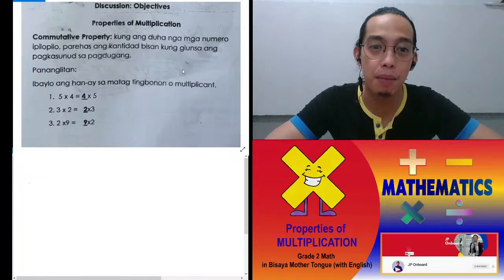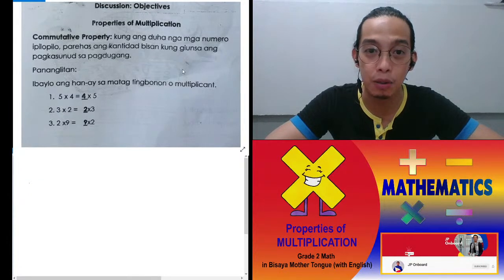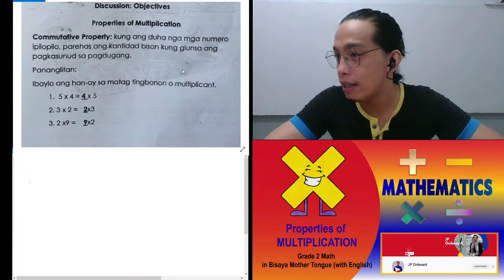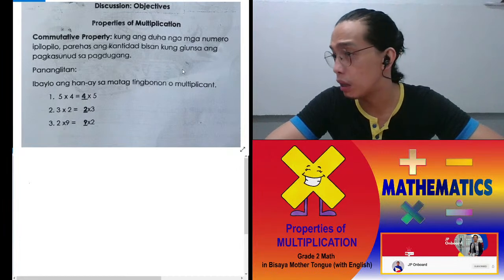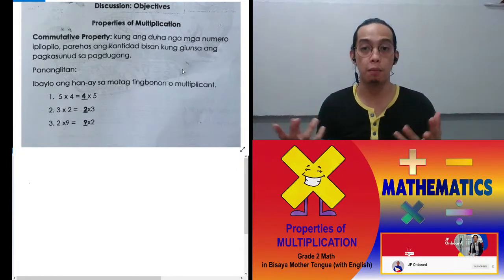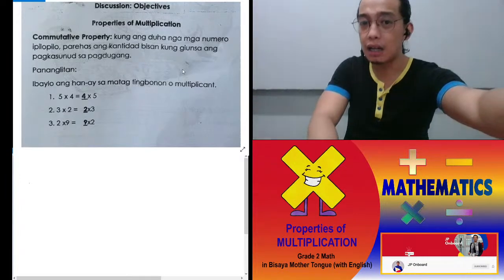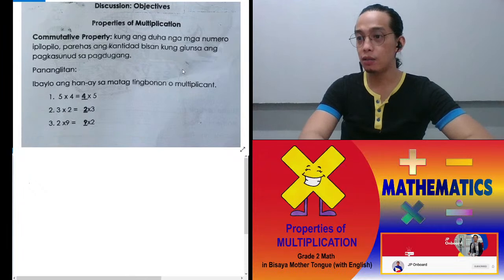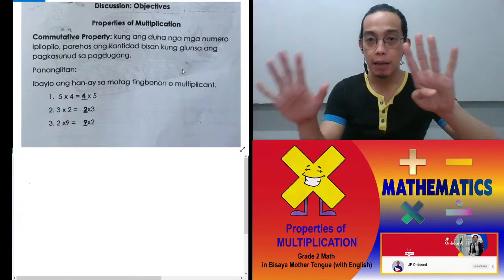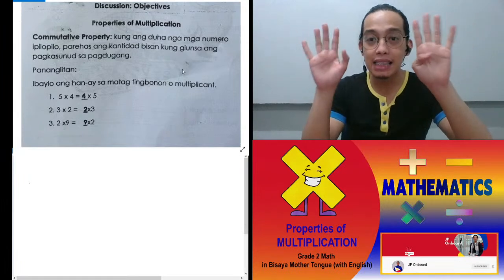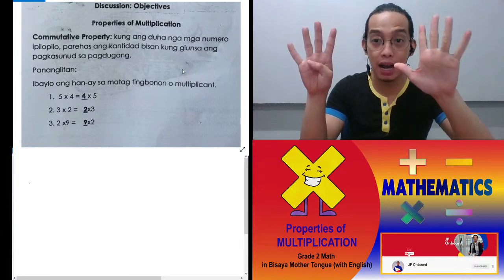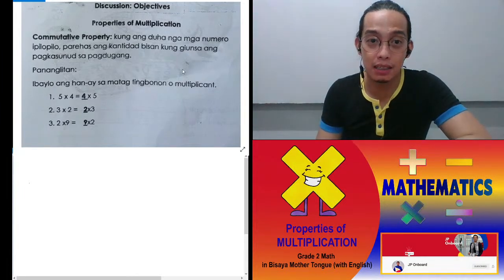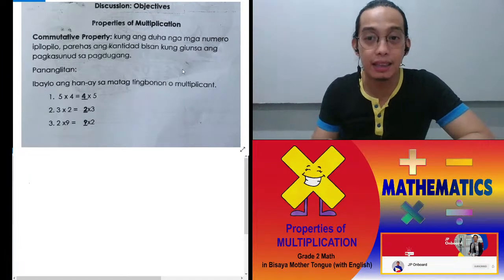Example: ibaylo ang hanay sa matag tingbunon or multiplicand. Tingbunon or multiplicand. These are the numbers that you are multiplying. So, multiply. 5 times 4 is equal to 4 times 5. Okay? Pareho ra ang answer. Balihon silang duwa, you get the same answer.